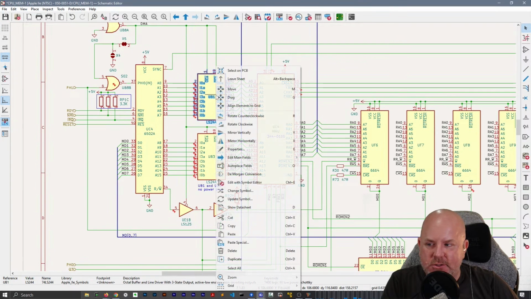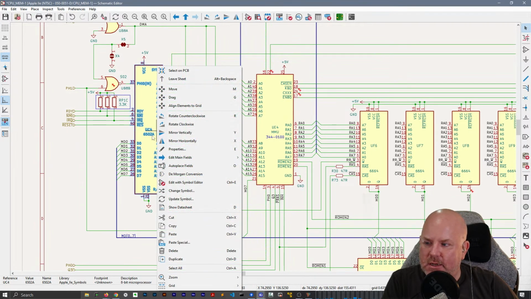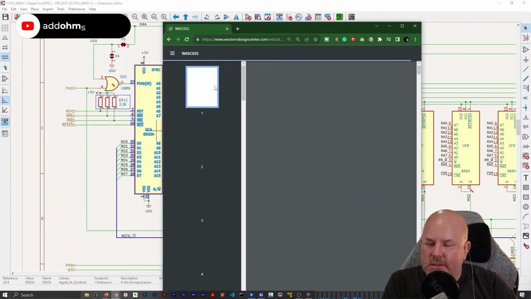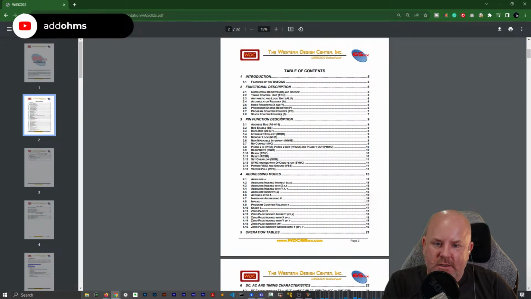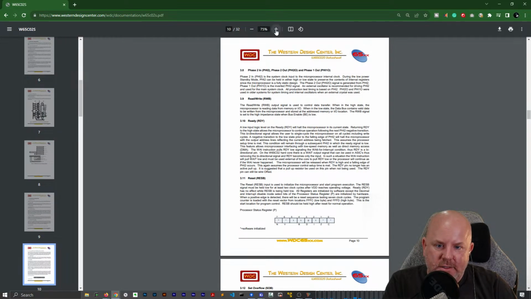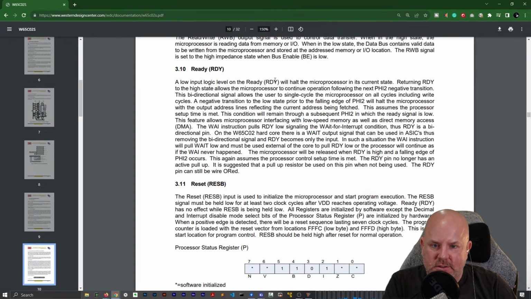Let's do the LS224. Okay. Yeah, I don't actually remember either, Arjun. So let's just open the WDC 65C02 datasheet and double check it. Oh, that's another good point. Maybe that's part of the confusion. Ready is on page 10. Ready says logic level low will halt the processor. Returning ready, bidirectional signal allows one cycle.